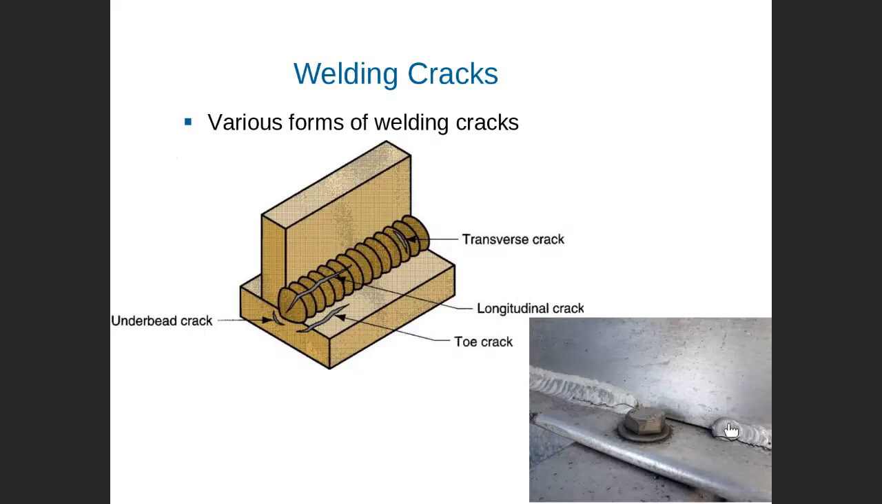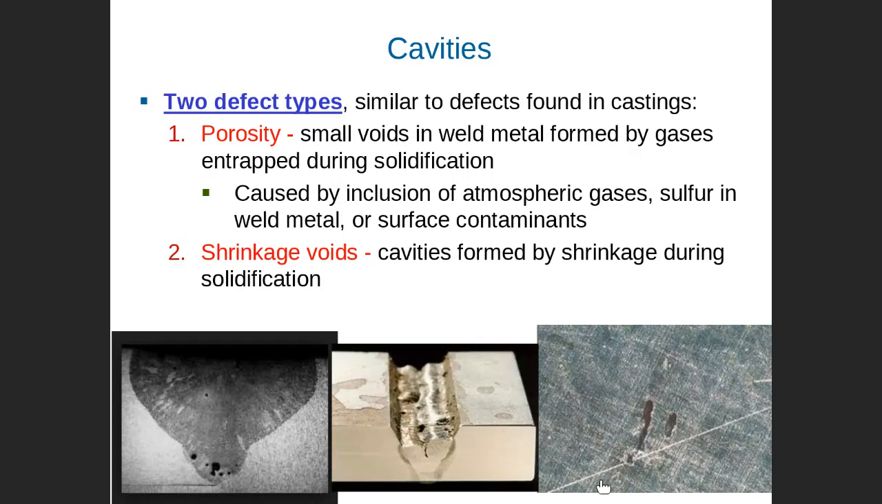This is the actual photo. Can you see? This is a crack in a weld. This is not good. We have to avoid having this type of crack, as we described, by reducing the residual stress. This is a transverse, this is an underbead, this is a toe crack, this is longitudinal, transverse and underbead and so on. So this kind of crack must be avoided.